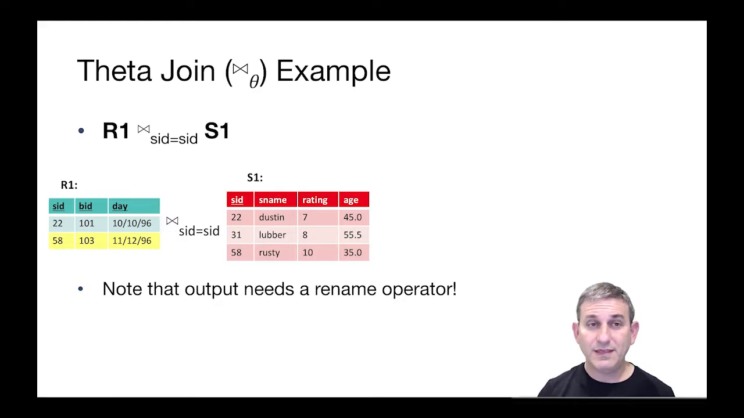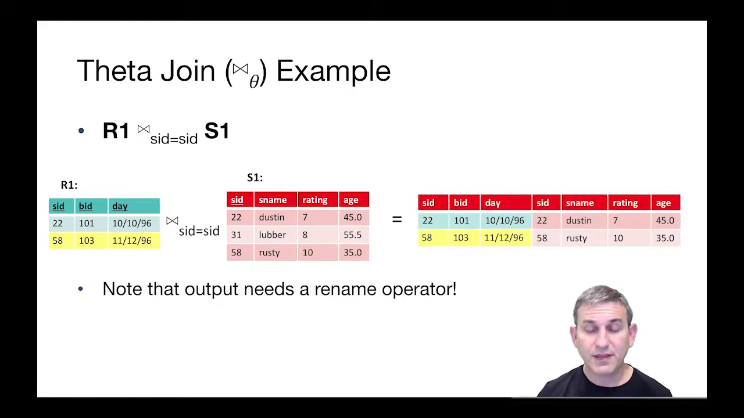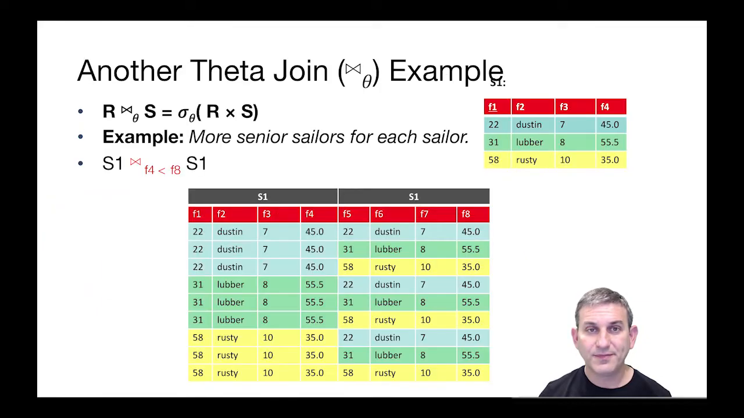So let's look at a very basic theta join example where our tables are the reservations table R1 and the sailors table S1, and we're joining them on SID. So we're finding reservations and the sailors associated with them. This is pretty straightforward. We've seen something like this before. And when you combine things by SID, you end up with the relation on the right with the tuples combined together. Note that the output relation has two columns named SID. That's a problem. So we're going to need to use a rename operator to change the names of position 1 and position 4 in this table to something unique.